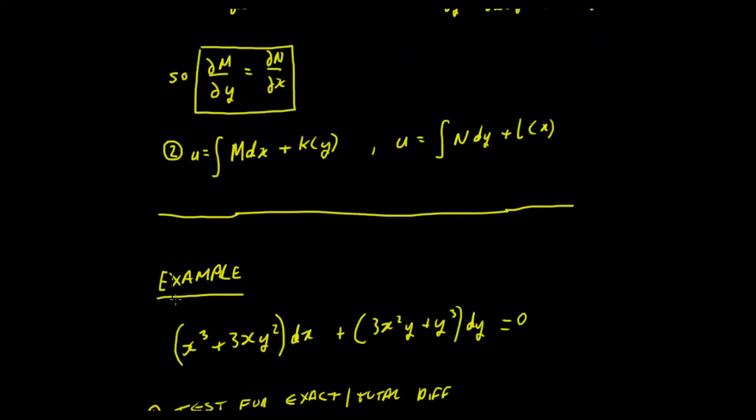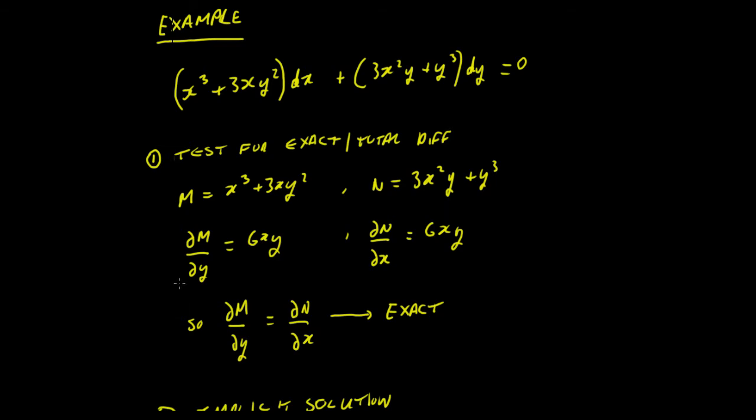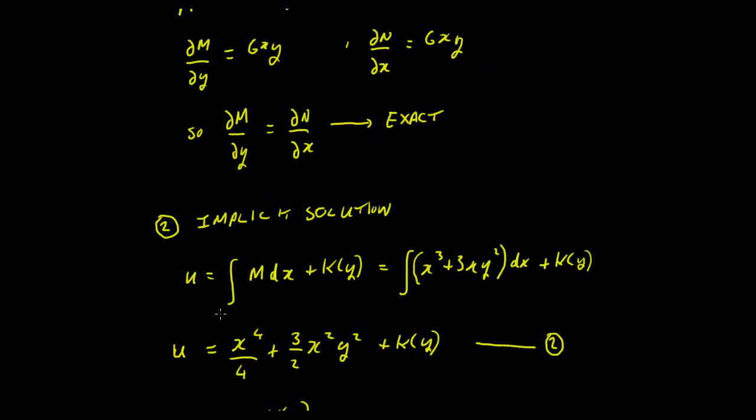So let's see this done in an actual example. If we had the differential equation here, and we're going to try and find the solution u as a function of x and y, first of all we test whether it's an exact or total differential. M is equal to the first term and N is equal to the second term here. Differentiating M with respect to y we get 6xy, and differentiating N with respect to x we get 6xy. Both of these are equal, so partial M by partial y equals partial N by partial x. So it is exact differential form. Now we'll look at the solution.